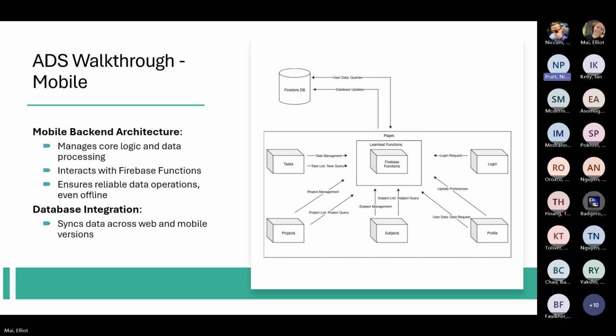For the mobile app, because of certain restrictions in the way the back end is set up, we essentially need to copy all of the data from Firestore DB into a local cache, so to speak, on the phone. It's going to persist in the memory of your phone, and the backend is going to interact with that local cache rather than constantly making calls to the remote database. And so that's why we have this little box around the LearnLeaf functions.